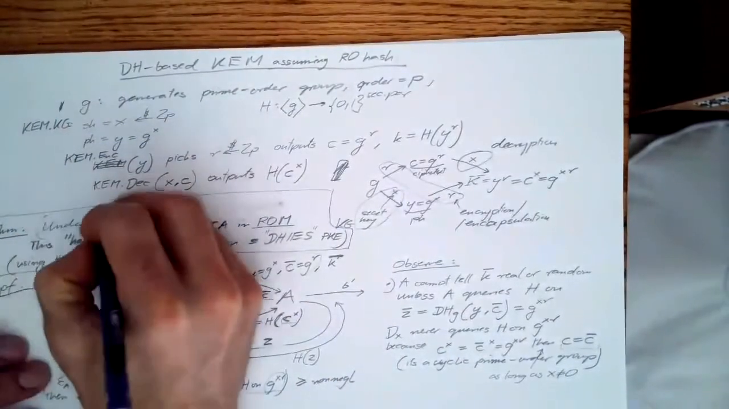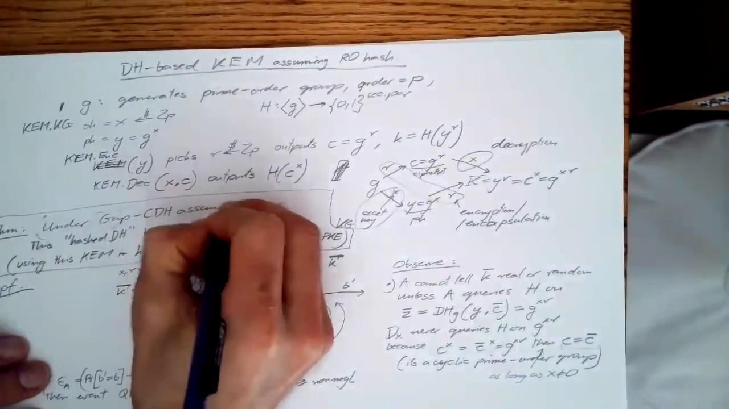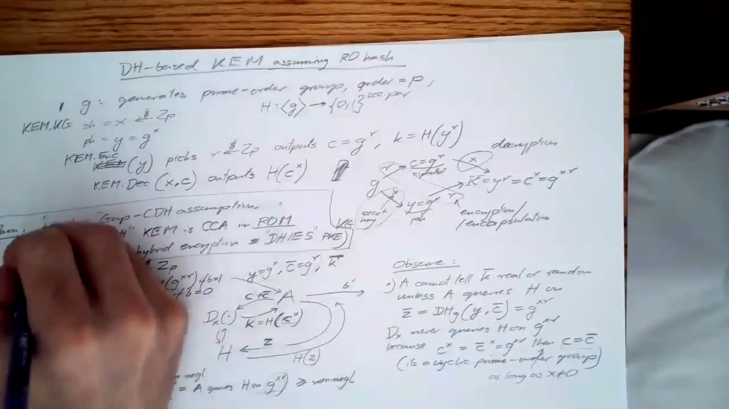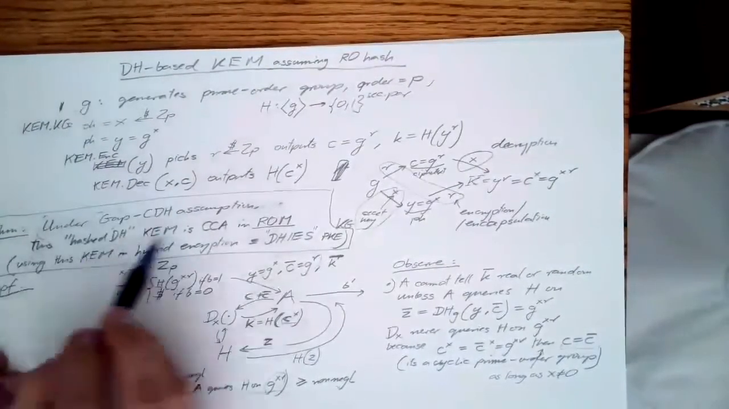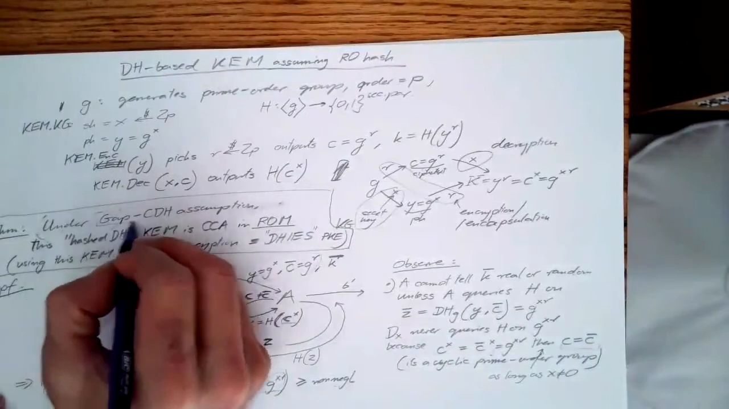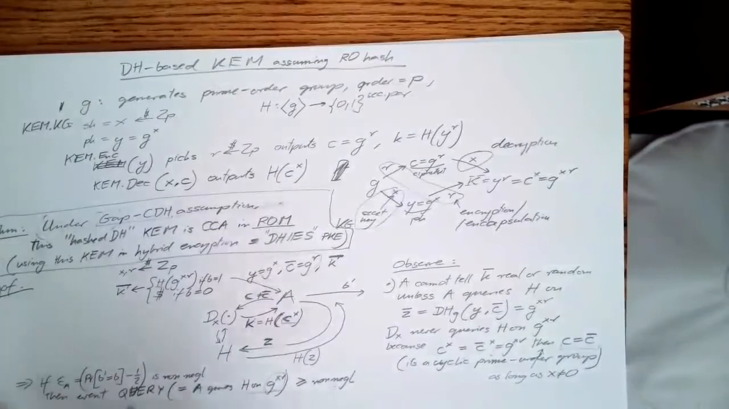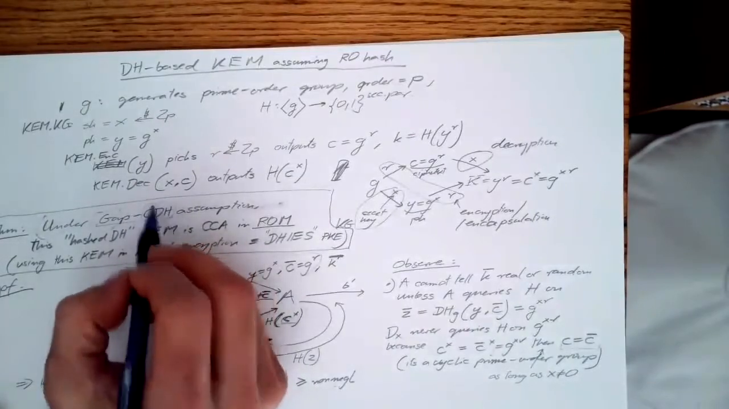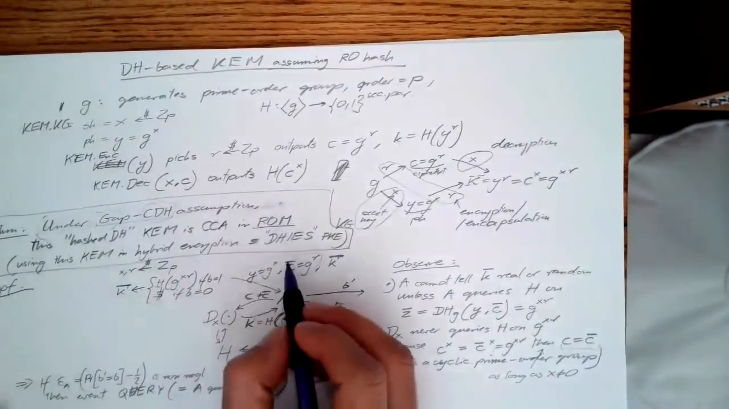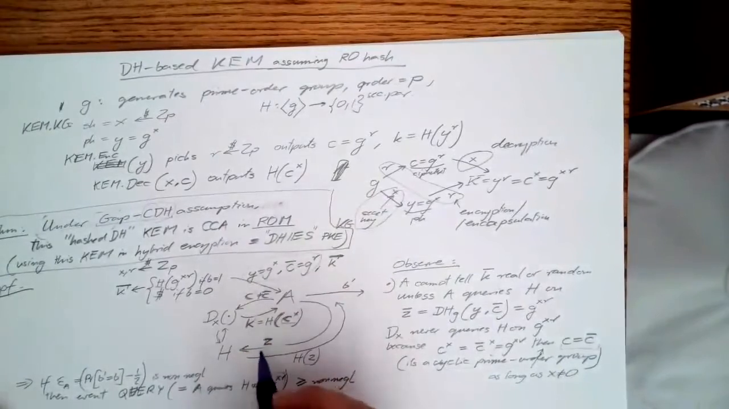Under a so-called Gap-CDH assumption, this hash Diffie-Hellman KEM, right? We haven't yet said what a Gap-CDH is, but I'm leading to it. So let's say that we want to prove security based on CDH. The reduction gets the CDH challenge, and it seems to be able to, from one of the hash queries, extract the CDH solution.